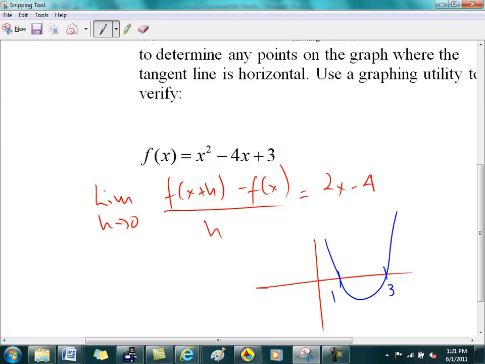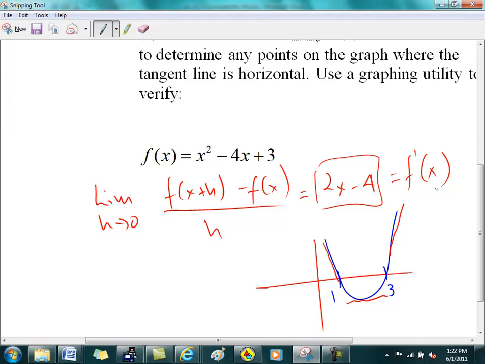All right? What you are actually doing is you are getting the slope of the tangent line at different places on the graph. At different places on the graph. That's what this is telling you. So this is equal to f prime. You guys with me on that? Yes, you write it as f prime of x equals 2x minus 4.